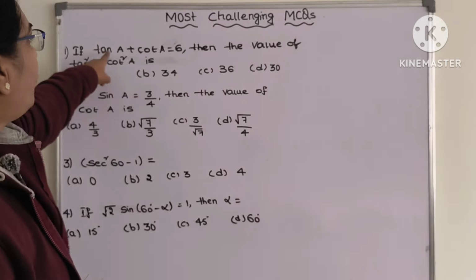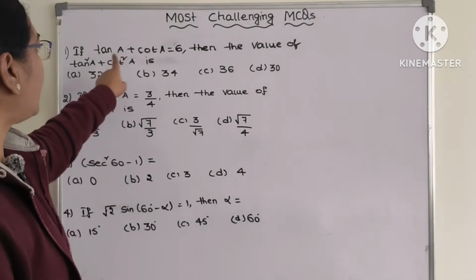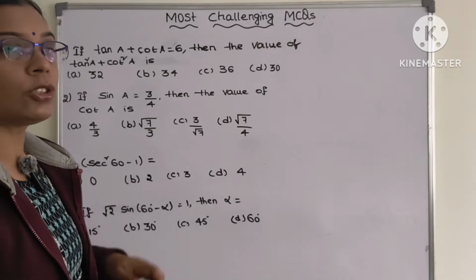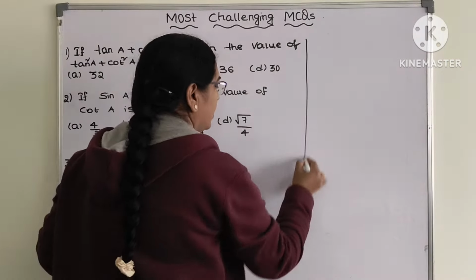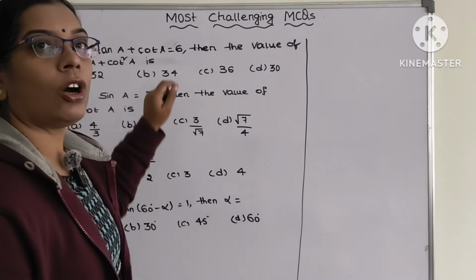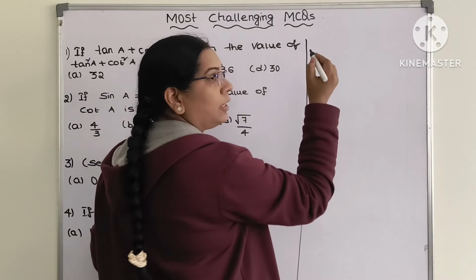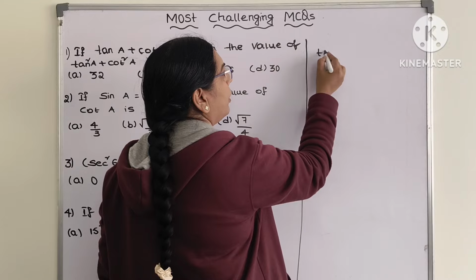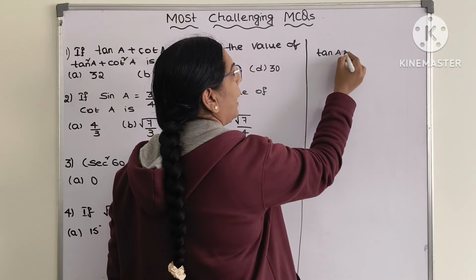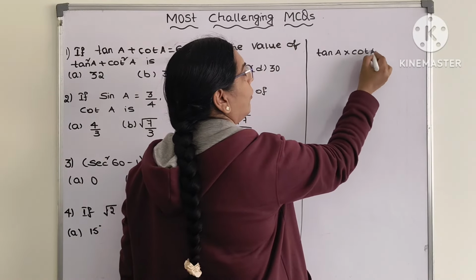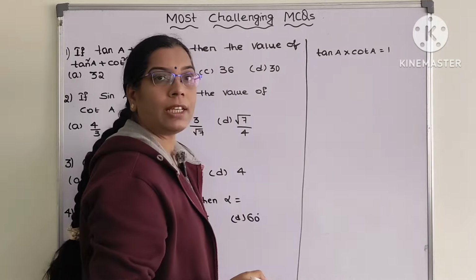So the first one: if tan A plus cot A is 6, they are asking for the sum of tan square A plus cot square A. See, what are tan and cot? Tan and cot are reciprocal to each other, which means when you multiply them, they should give you 1. So tan A and cot A, when you multiply them, it is 1.